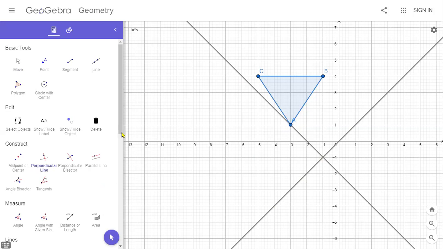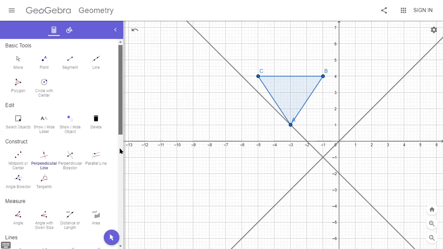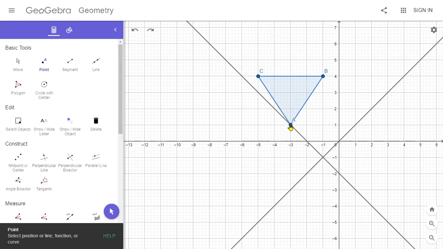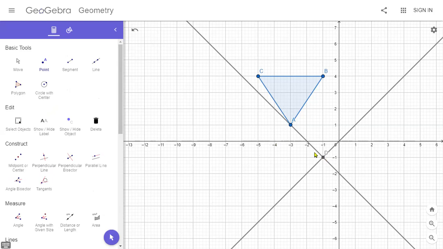Let's mark this distance from A to this point. Let me mark the point of the intersection of these perpendicular lines. Okay, this is the point of the intersection, D. We have to take the distance AD and move in the opposite direction of the mirror. Let's measure the length of AD.